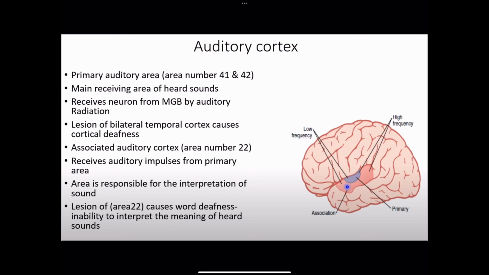Associated auditory cortex, area number 22. It receives auditory impulses from the primary area, and this area is responsible for the interpretation of the sound. So lesion of area 22 will cause word deafness, the inability to interpret the meaning of heard sounds.